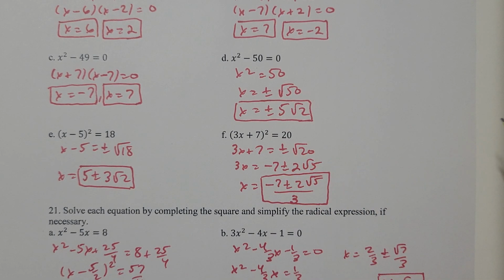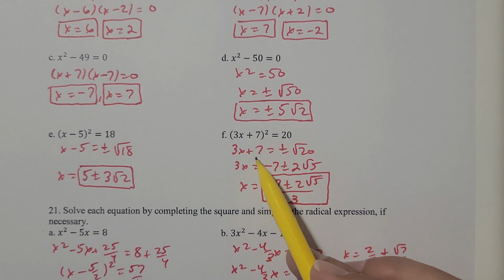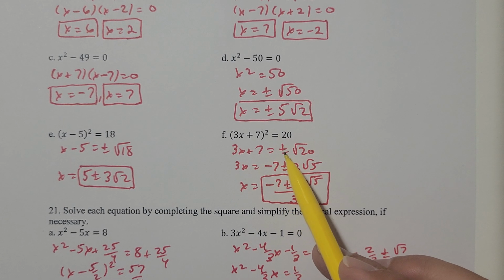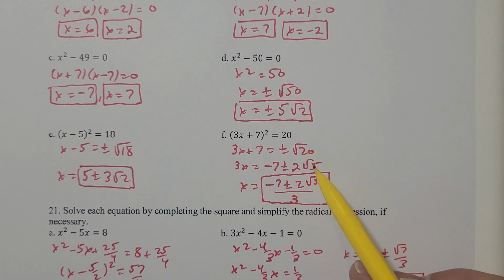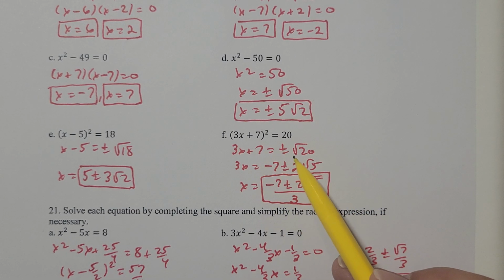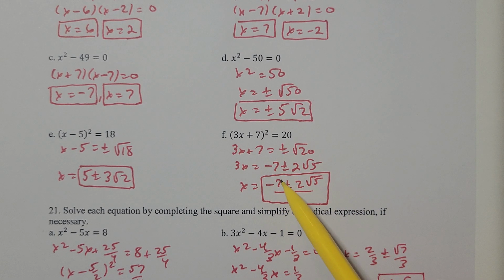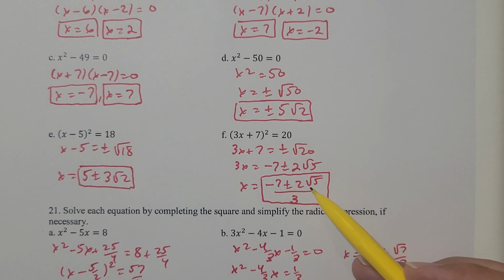Part F, we have 3x plus 7 squared equals 20. So if I take the square root of both sides there, 3x plus 7 is equal to plus or minus the square root of 20. The square root of 20 is the same as 2 root 5. So we're solving for x. Let's go ahead and subtract 7 from both sides. I got 3x equals negative 7 plus or minus 2 root 5. And then divide by 3. So the answer would be negative 7 plus or minus 2 root 5 all over 3.